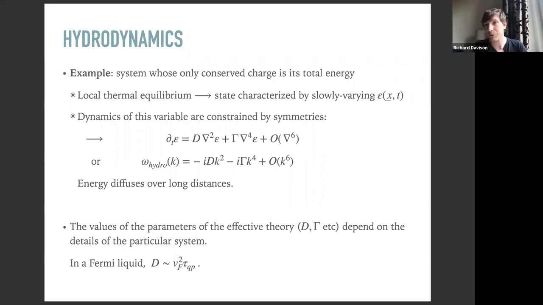And what we get by doing this in this particular example is a single equation for the hydrodynamic variable, which is the energy density, written in a derivative expansion with some arbitrary coefficients multiplying each term. So D and gamma and so on and so forth.